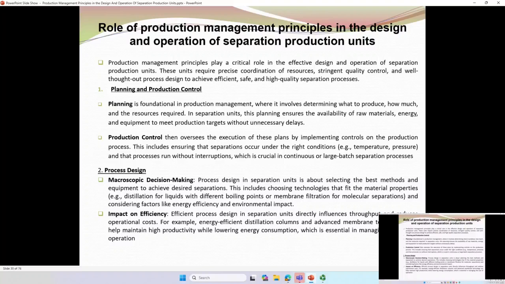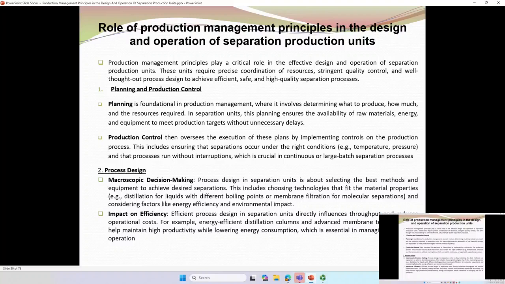All those vaccines, they roll out every time, and you discover that there is consistency in that production. It's because there is an element of what? Production management principle inside. Because without it, there won't be consistency in our product. And now, the production control oversees the execution of this plan by implementing control on the production process.